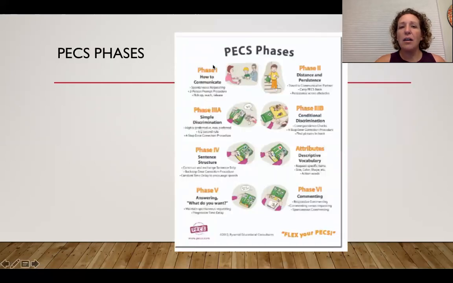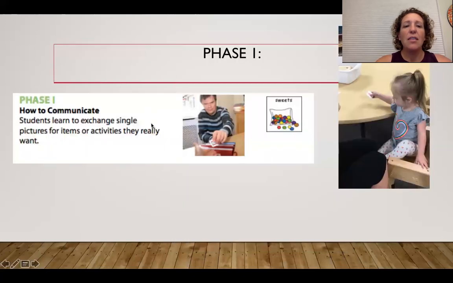There are many phases to PECS: 1, 2, 3, 4, 5, 6, 7, 8. They flow very nicely, and we will talk about those. The first phase of PECS is we're really focusing on giving a ticket to get something. So students learn to exchange a single picture for items or activities they really want. A lot of times this is like a favorite toy, an M&M or something like that.